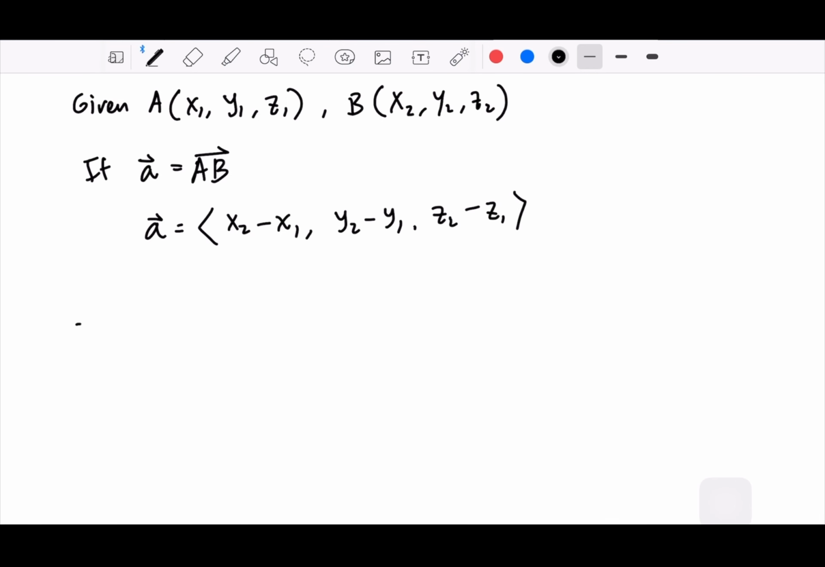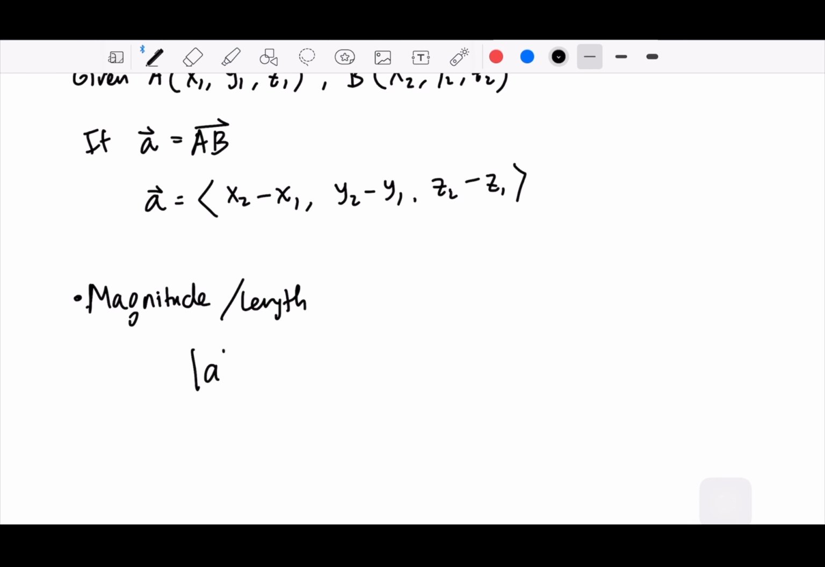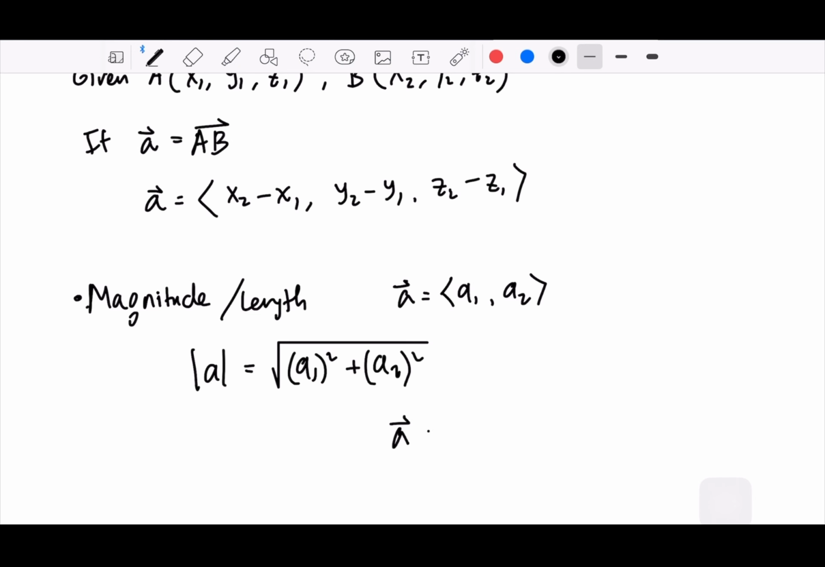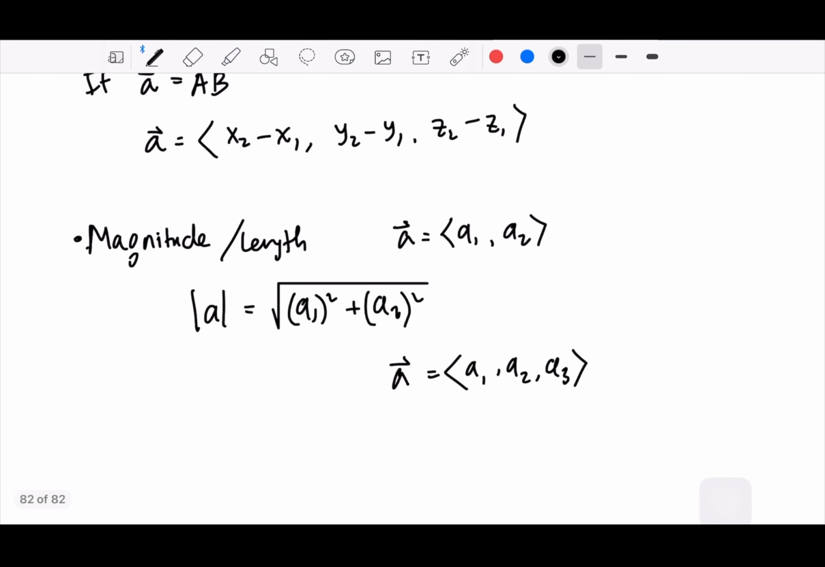Another one is magnitude or length. For 2 dimensions, for vector A, with components A1, A2, this is what we have. And for A in 3 dimensions, we just add more to the equations.